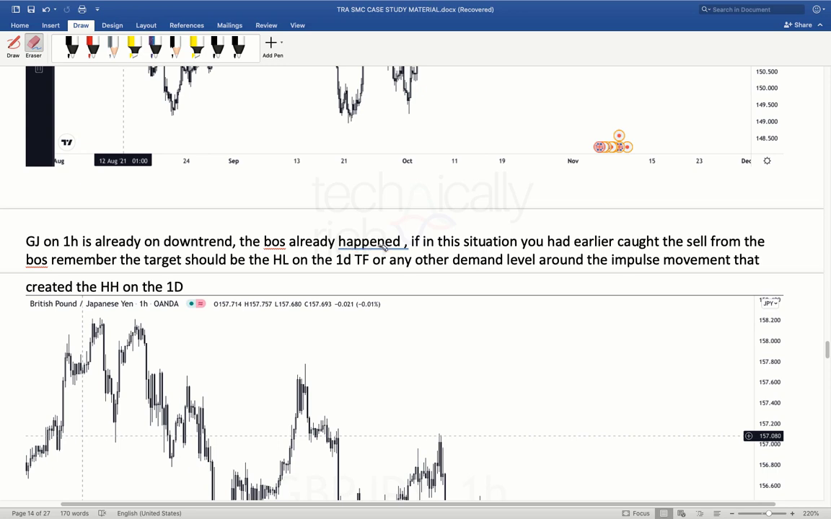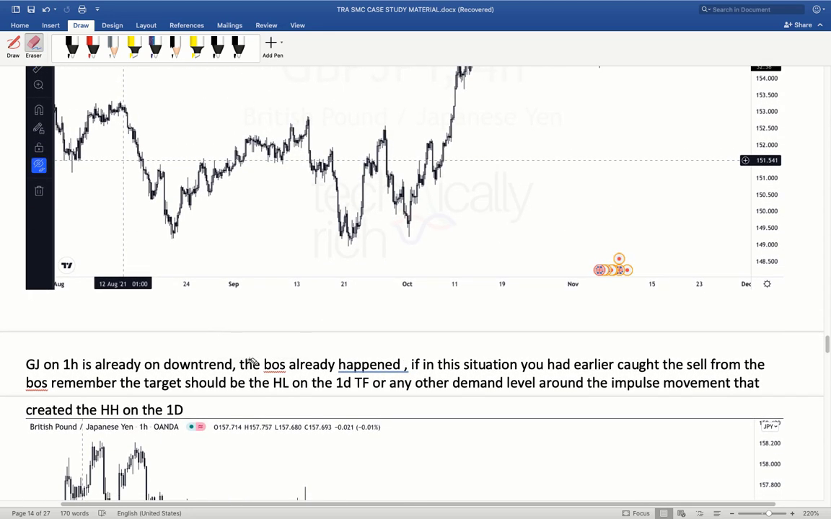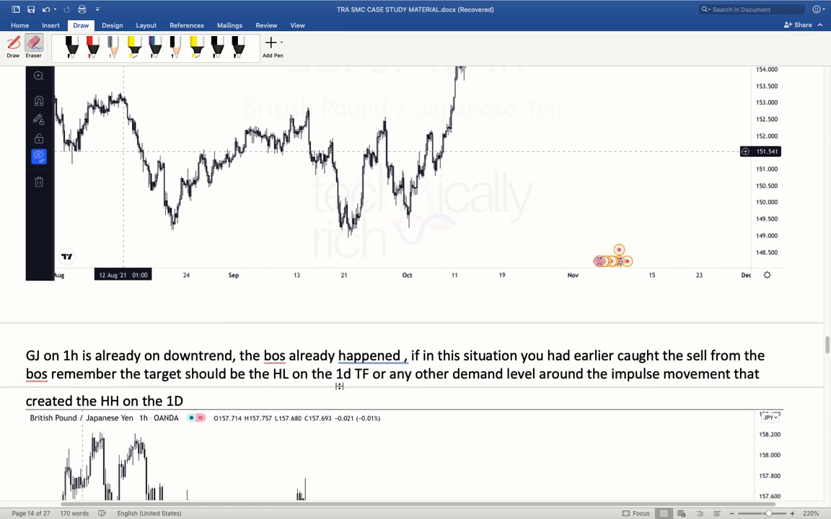The BOS already happened. If in this situation you had earlier caught the sell from the BOS, remember the target should be the higher low on the 1 day time frame, or any other demand level around the impulse movement that created the higher high on the 1 day. As simple as that, right? So I said GJ is already in a downtrend on the 1 hour time frame.